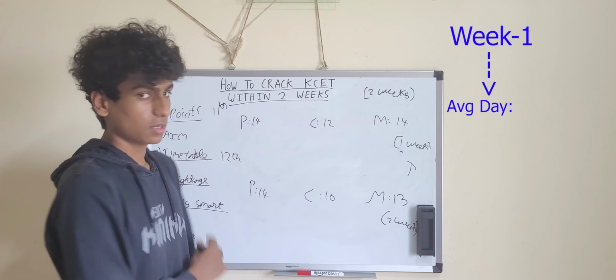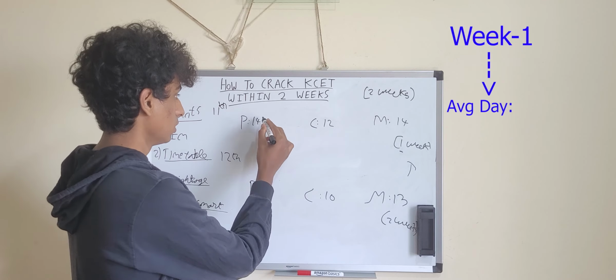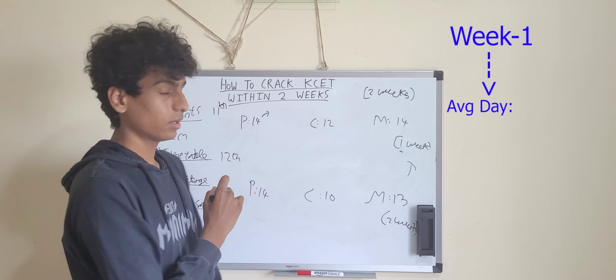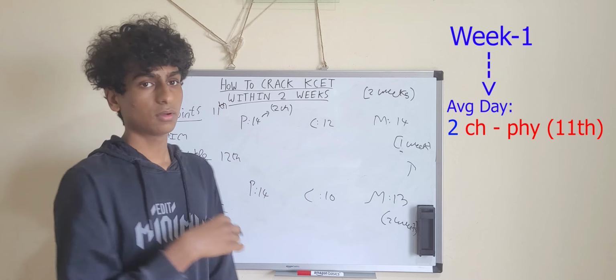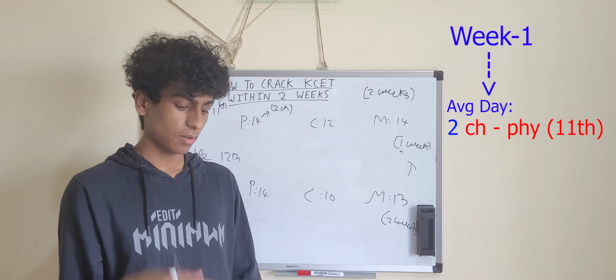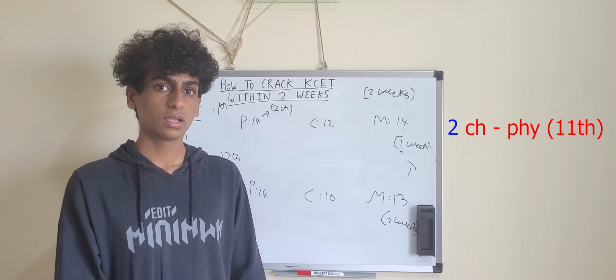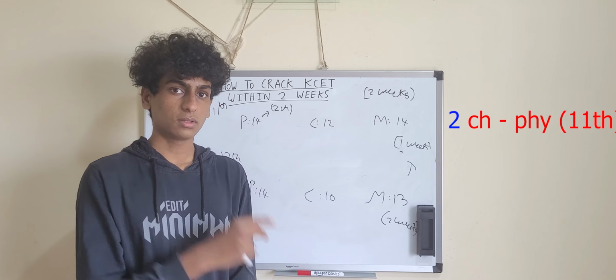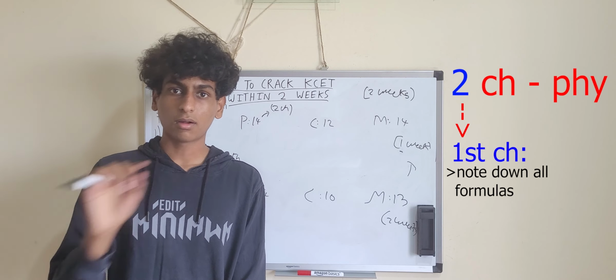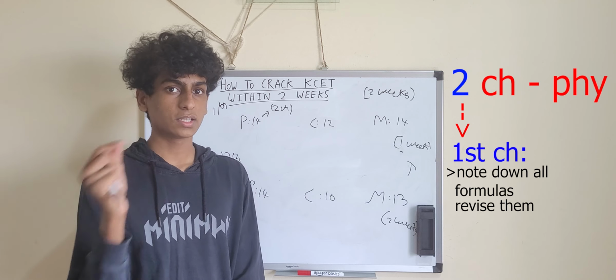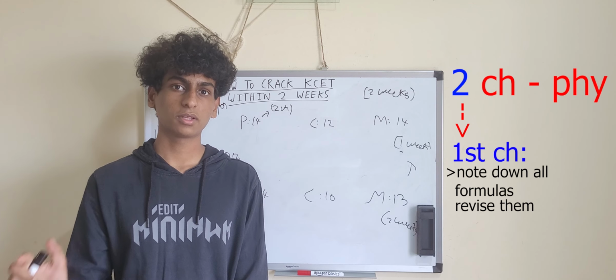Physics, we have 14 chapters, right? For 11th, to get it done, you should do 2 chapters per day. And don't go deep into the chapter. How to complete 2 chapters within a day? All you need to do is take 2 chapters, starting from the first one, and write down all the formulas. And revise through all the formulas that are coming in the chapter.